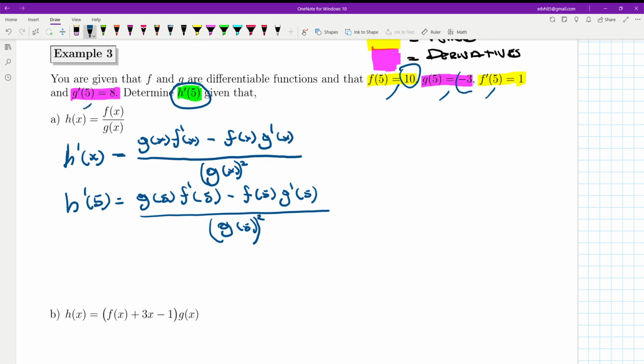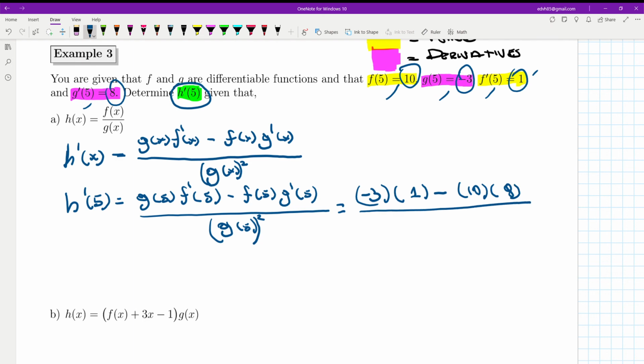Let's just substitute these values wherever they correspond. So g of 5 is given to be -3 times f prime of 5, which is 1, minus f of 5, which is 10, times g prime of 5, which equals 8. The whole thing divided by g of 5 quantity squared. So let's simplify these values to get h prime of 5.